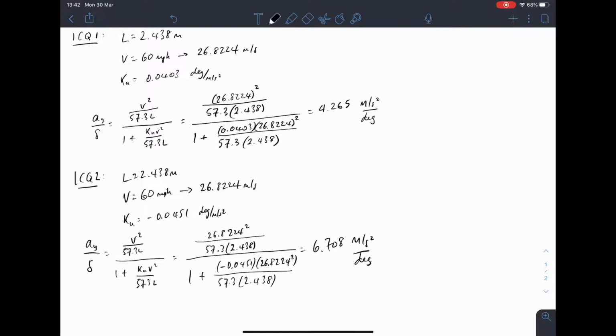Remember in these cases that the steer angle was very small, so 1 degree of an additional steer angle would be quite a big change. I think for ICQ1 the steer angle was 0.675 degrees, so it would make sense for there to be quite a significant change in lateral acceleration with an additional whole degree of steer angle.